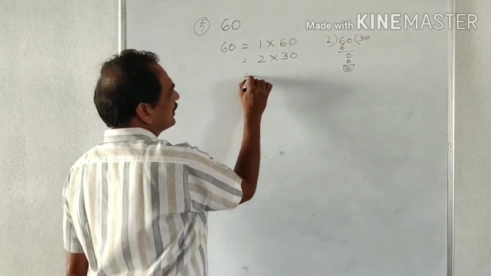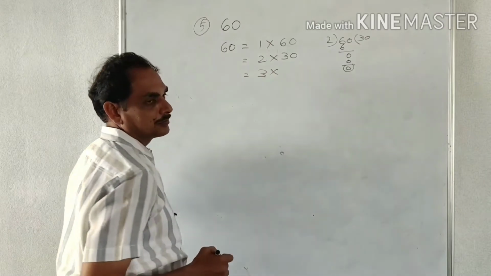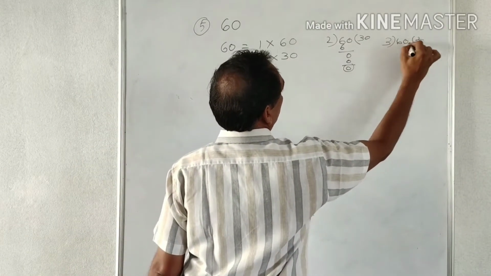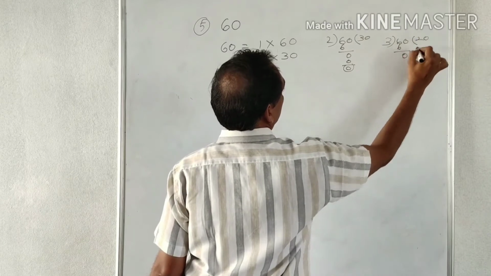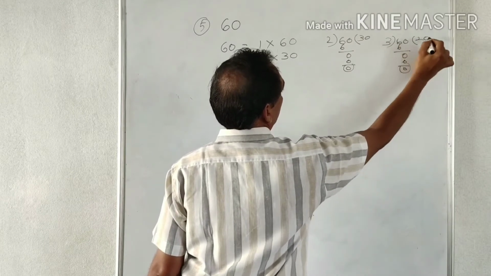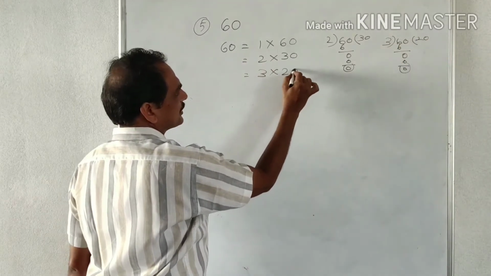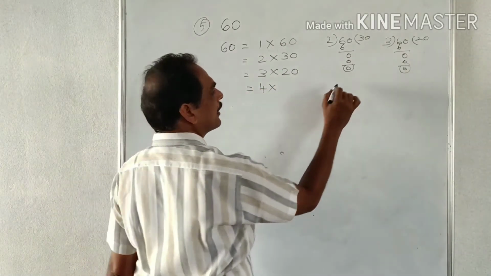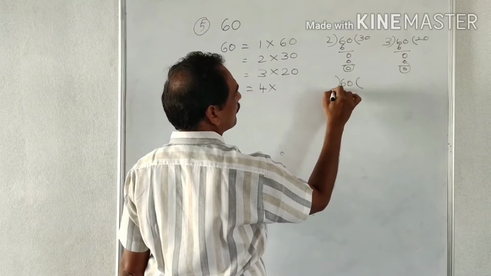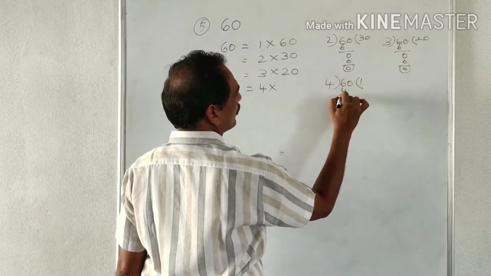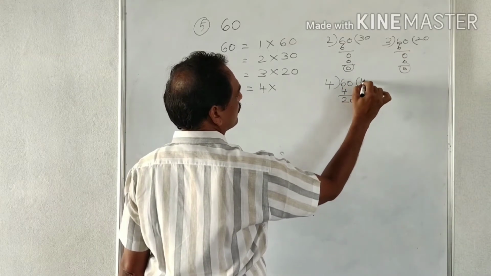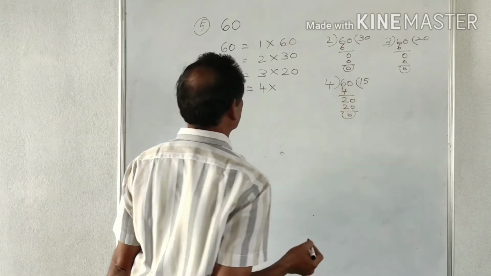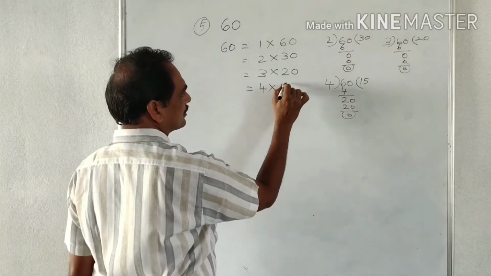Next, 3 into, again we divide 60 by 3. 3 2s are 6, 0, 3 0s are 0. So 3 20s is 60. Next, 4 into, now we divide 60 by 4. 4 ones are 4, 2 0, 4 5s are 20. So that means 4 into 15 is equal to 60.